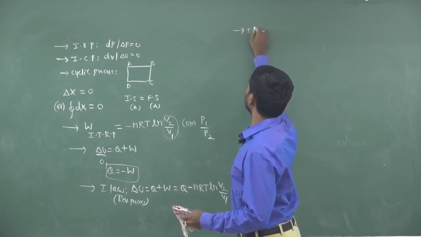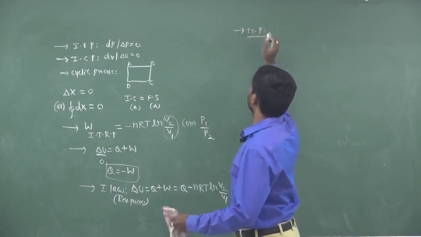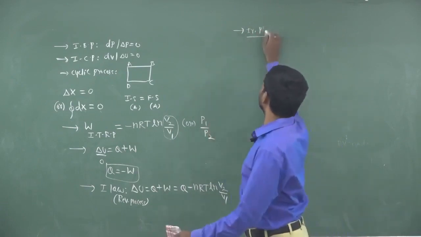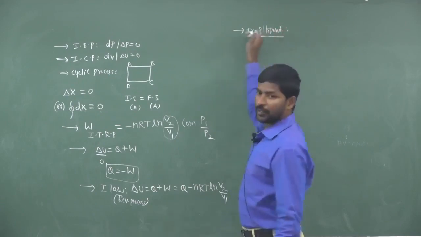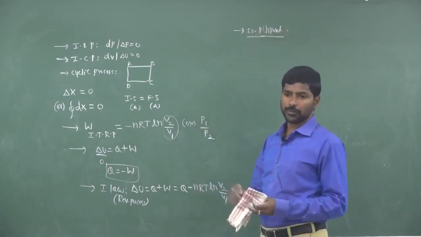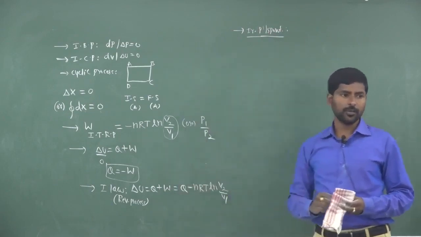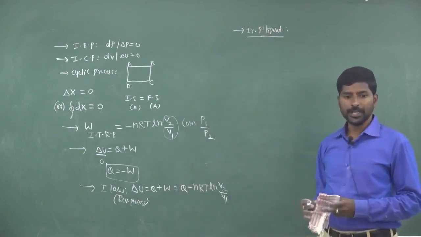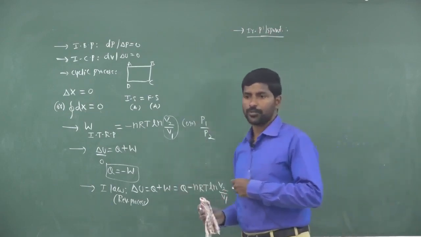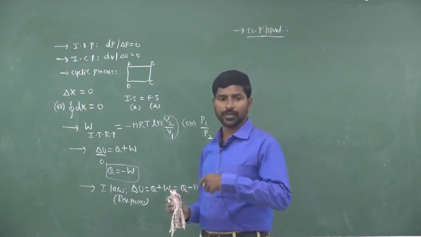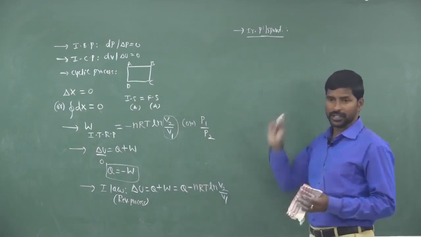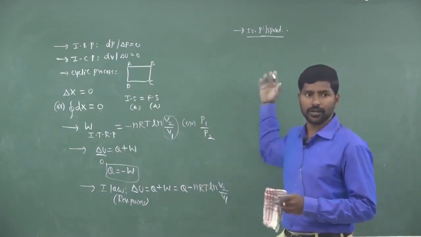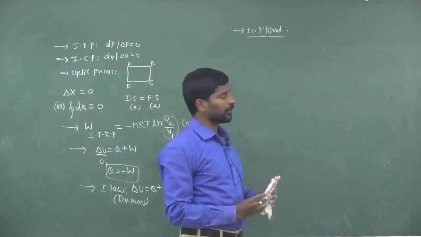Next one, what about irreversible processes? Irreversible processes are also said to be spontaneous processes, naturally occurring processes. Flow of water from uphill to downhill, flow of heat from high temperature to low temperature, expansion of gas from high pressure to low pressure. All those are naturally occurring processes, irreversible processes or spontaneous processes.